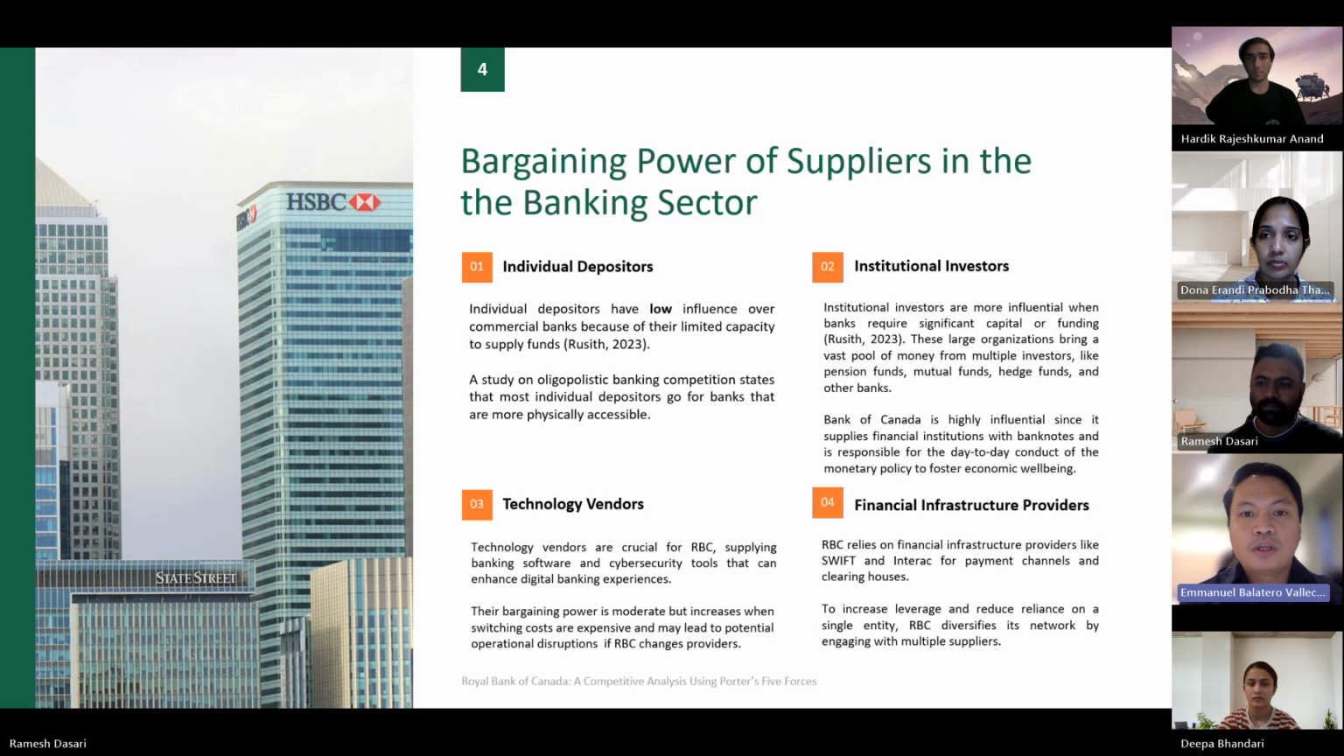So in conclusion, RBC's supplier power ranges from low to high. While technology vendors and financial infrastructure providers have moderate power, the Bank of Canada has the highest influence because of its capacity to influence the economy. RBC manages these relationships through compliance, innovation, diversification, and ensuring that their operations are stable. That's all for my part. Thank you.